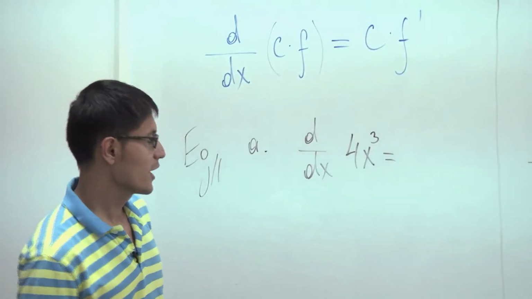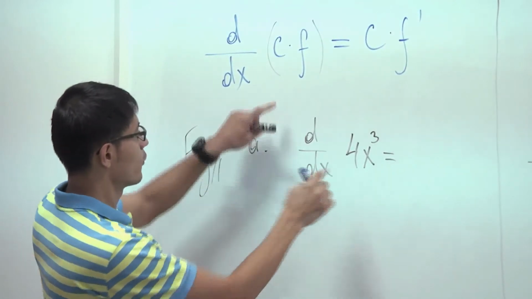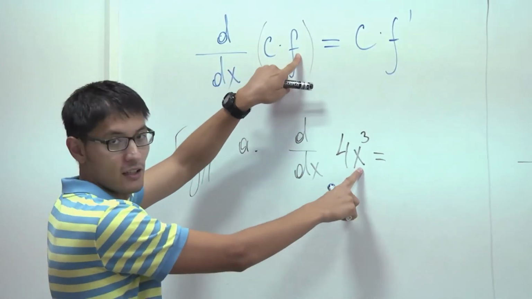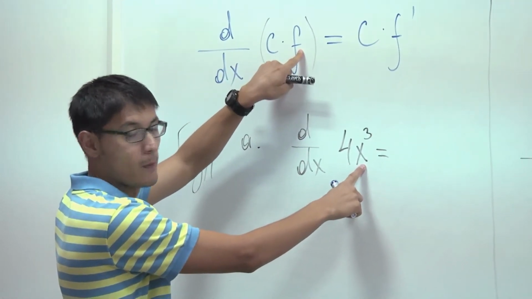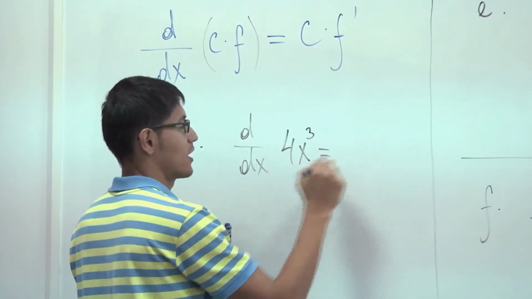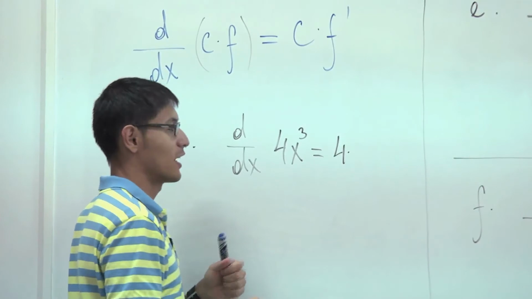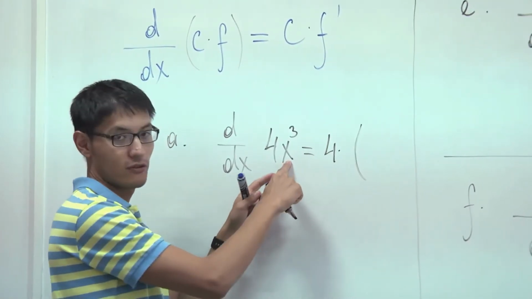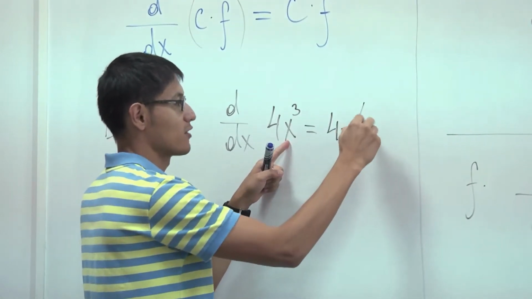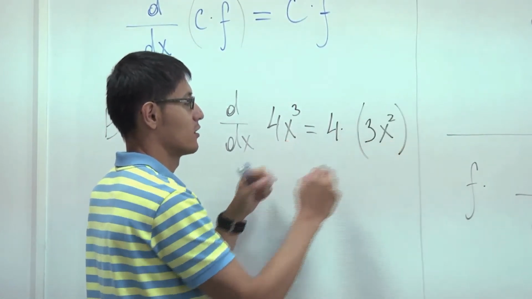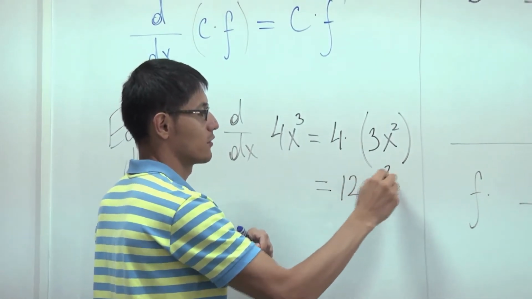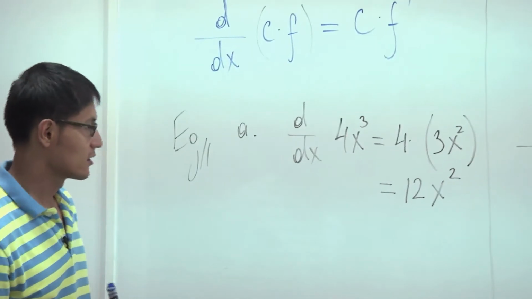Okay. So in this case, 4 is the constant, and f is x cubed. This rule says don't touch the 4. The constant is not touched, and you only take the derivative of x cubed. By the power rule, the derivative of x cubed is 3x squared. So 4 times 3 gives us 12. So the final answer is 12x squared.